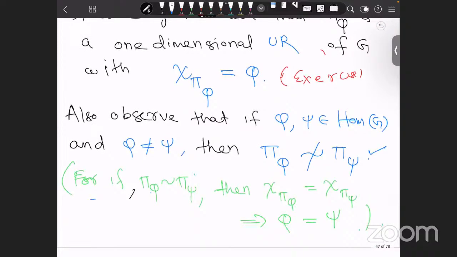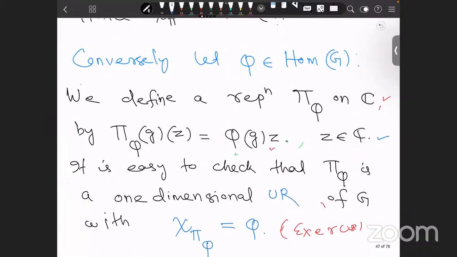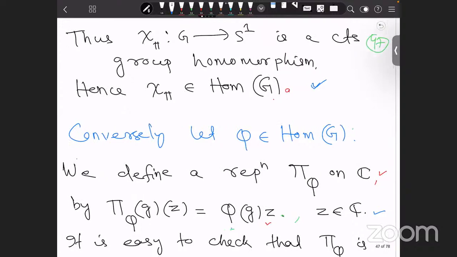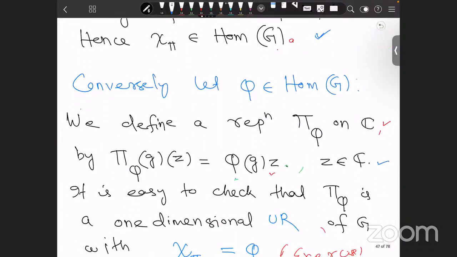And you know that chi pi phi is equal to phi and chi pi psi is equal to psi. But since we are taking phi not equal to psi, therefore this cannot be. Okay? So what we have done, we have taken phi in the homology. So we have constructed a one-dimensional representation pi phi, so that chi pi phi is going to be phi.